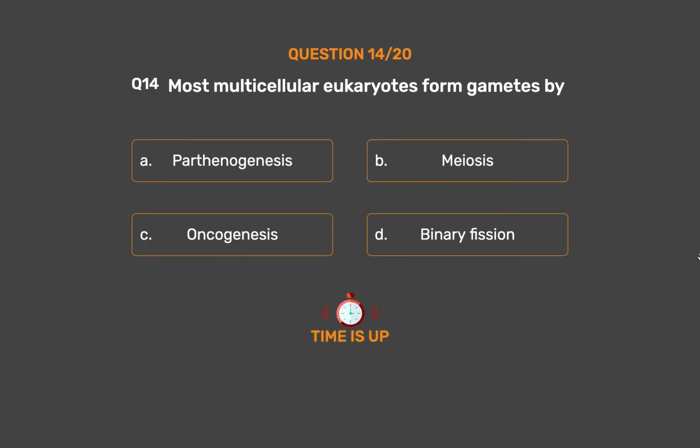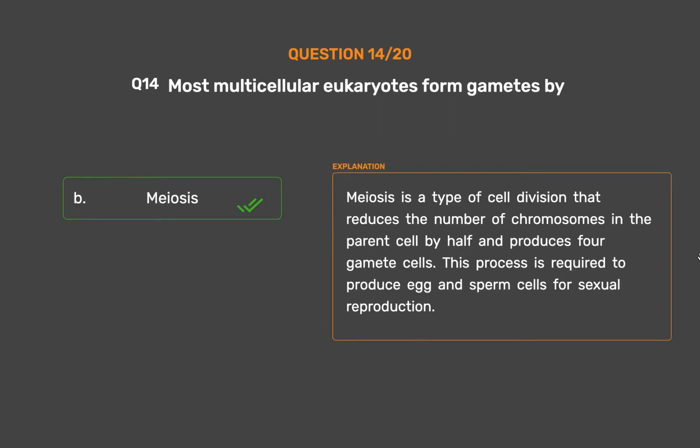The correct answer is Option B. Meiosis. Meiosis is a type of cell division that reduces the number of chromosomes in the parent cell by half and produces 4 gamete cells. This process is required to produce egg and sperm cells for sexual reproduction.